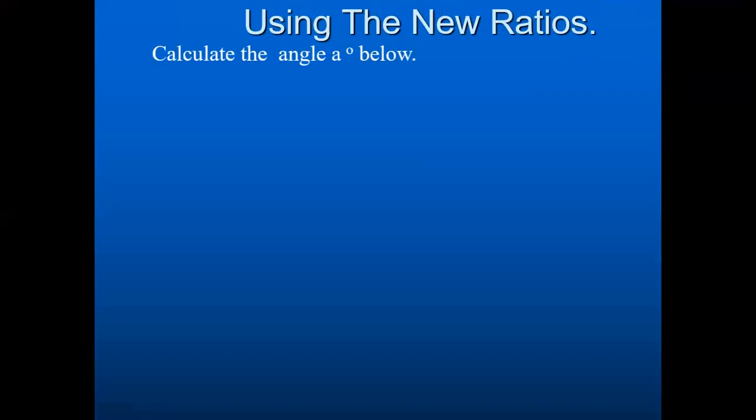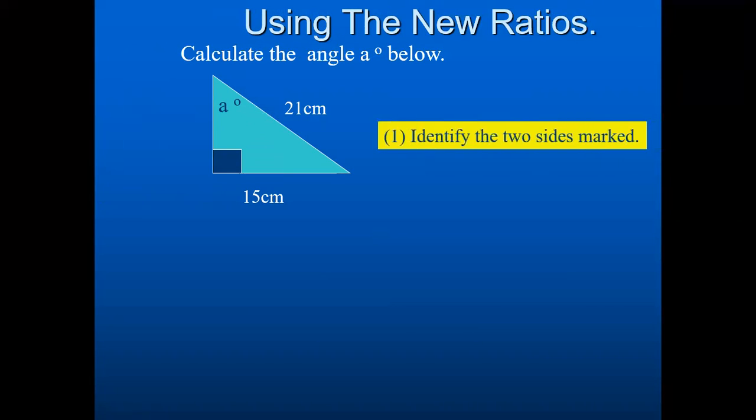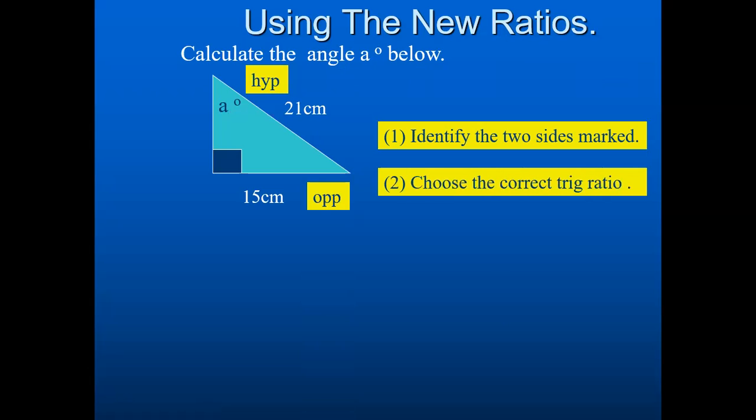So using trig ratios, right? Here they say to calculate angle A, the first thing you do is identify the two sides. Everybody see that? So we are going to identify the two sides. The side where the arrow goes, what do we call it? Opposite, because remember, wherever the angle is, the side across from it we call opposite, right? Then the other side would be the hypotenuse.